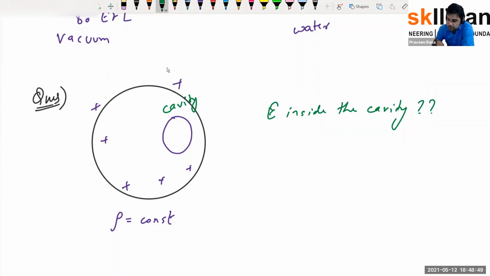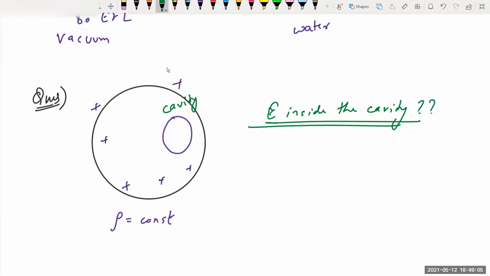This is a most basic question that is asked again and again. Nobody asks this in competitive exams, they just ask that in school. So what's the value of electric field inside this cavity? Is it a constant? It should be a variable. Like a constant. So this question is solved like this. Yes, it will be constant.